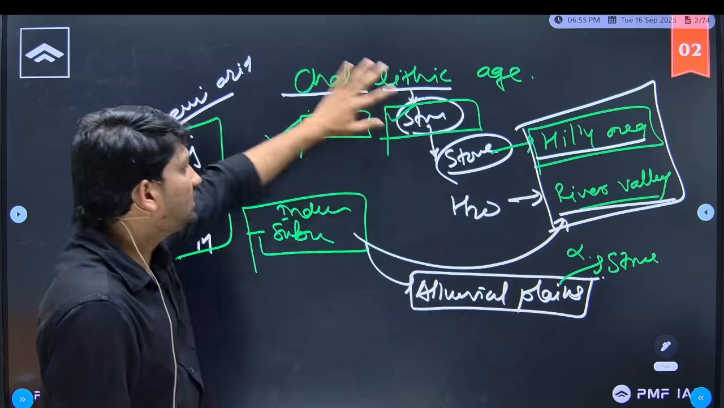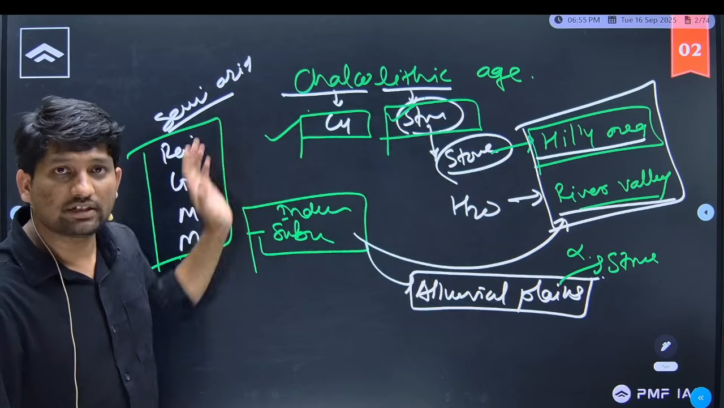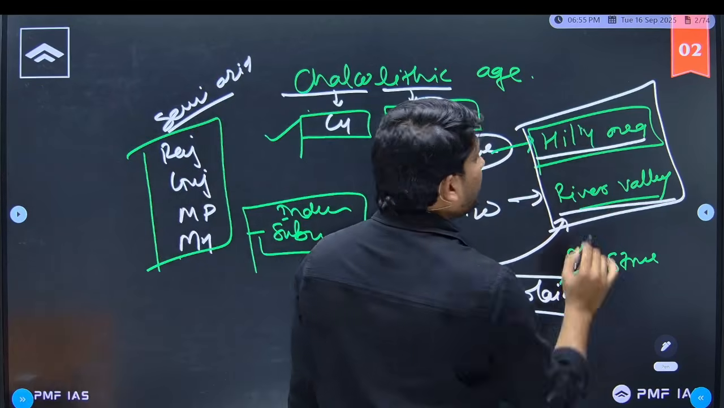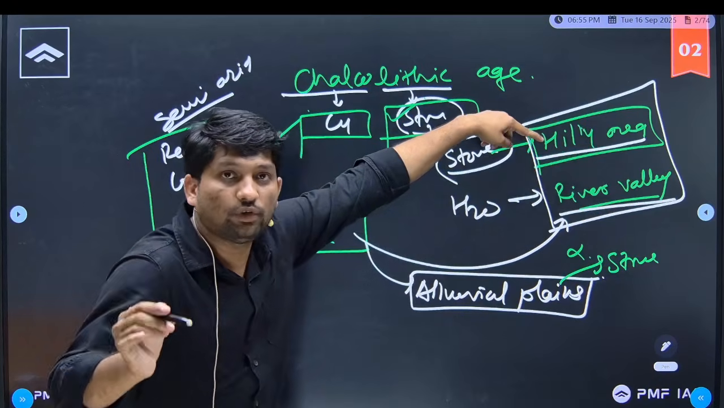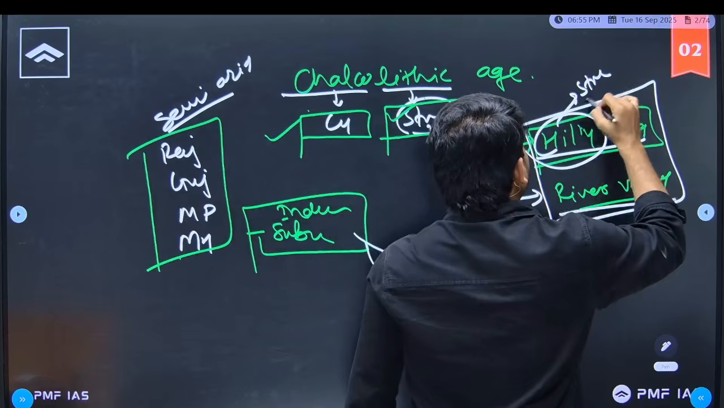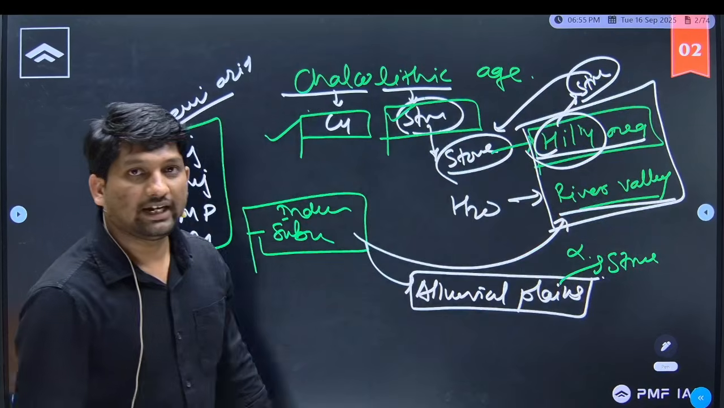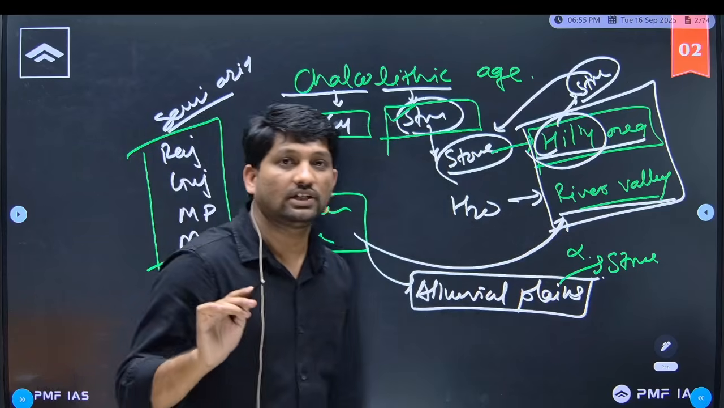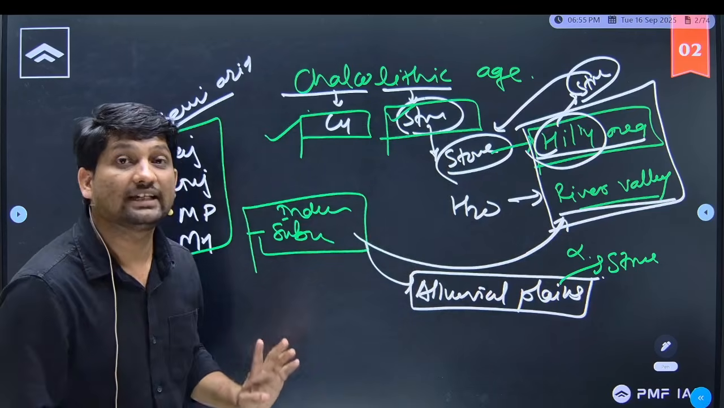Remember, you will find Chalcolithic cultures in the entire Indian subcontinent, but these are mostly concentrated in hilly areas and river valleys. Why hilly area? Because if you have hilly area, then you will get these stones. Then you can make these stone tools, and in the river valley you will get water. That's why Chalcolithic sites are very few in the alluvial plain.